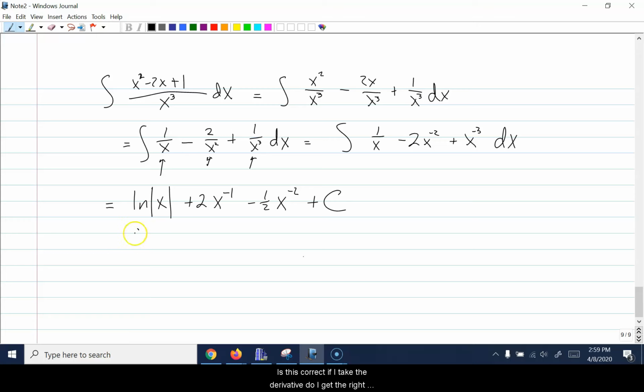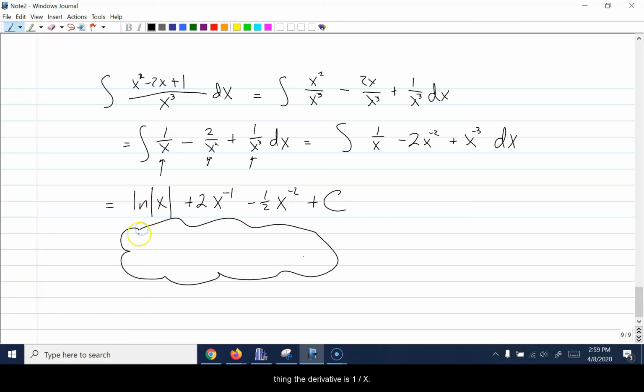Is this correct? If I take the derivative, do I get the right thing? The derivative is 1 over x minus 2x to the negative 2. Negative 1/2 times negative 2 is positive, x to the negative 3. That matches with this version at least. Yeah, I guess that's right. That's the basics of integration.